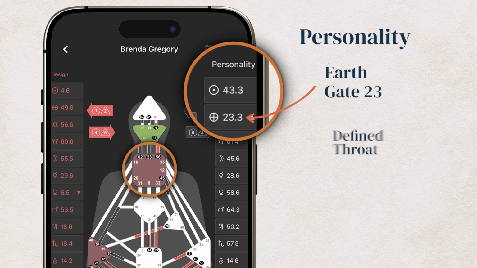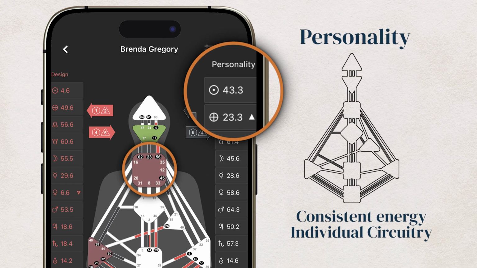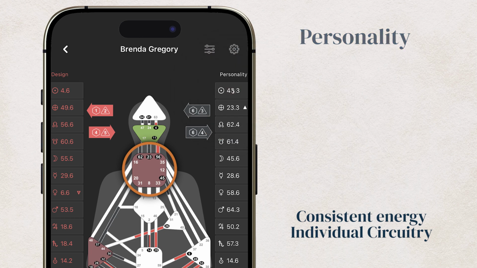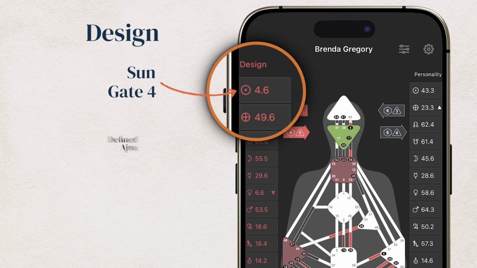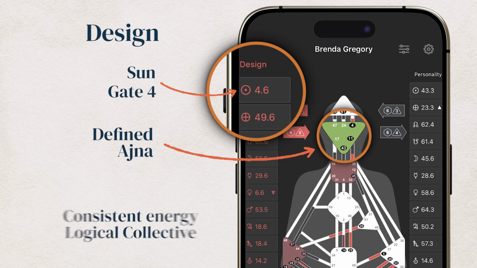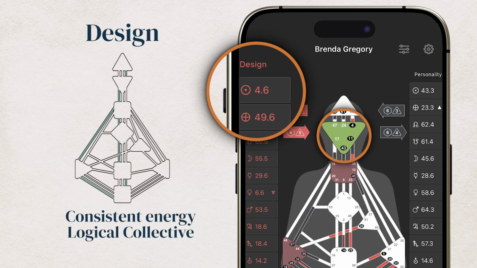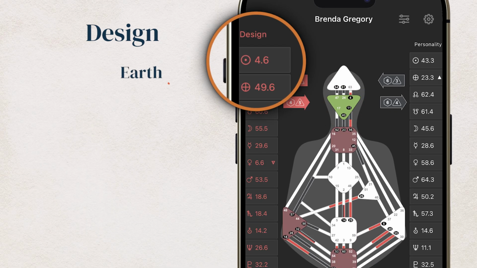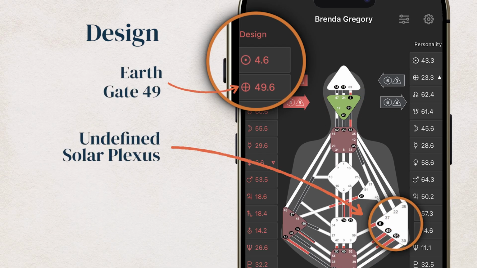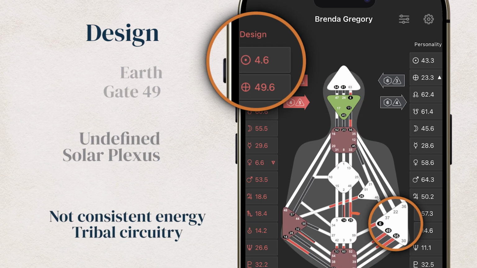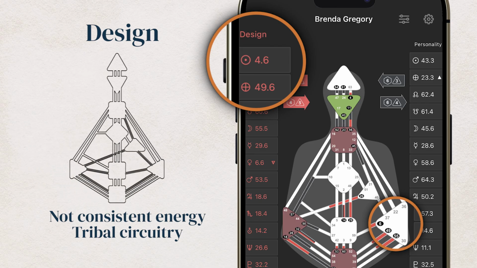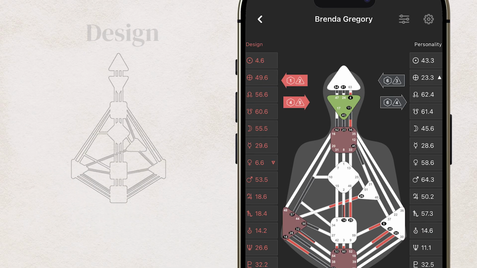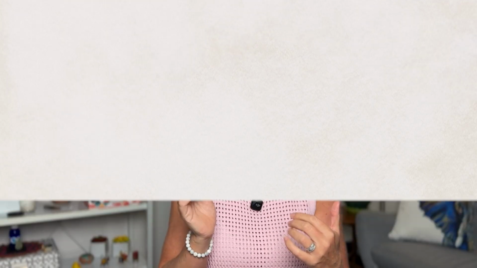Personality earth, gate 23, defined throat, consistent energy, individual circuitry. Design sun, gate 4, defined ajna, consistent energy, logical, collective circuitry. Design earth, gate 49, undefined solar plexus, not consistent energy, tribal circuitry. So we can see there's individual circuitry, tribal, and logical collective circuitry.